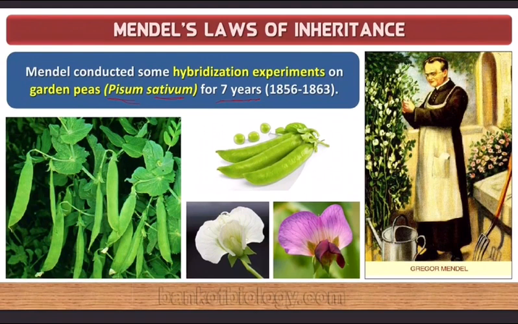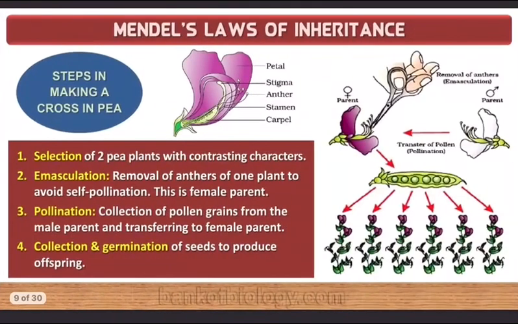So Mendel conducted some hybridization experiments on garden pea. Now this is usually asked in the UPSC exam: the scientific name of garden pea, Pisum sativum. And remember why I praised him? 7 years he conducted the experiments, between 1856 and 1863. Remember, if a person has to do experiments for 7 long years, how much patience he should have had.